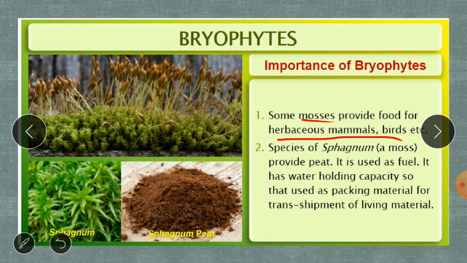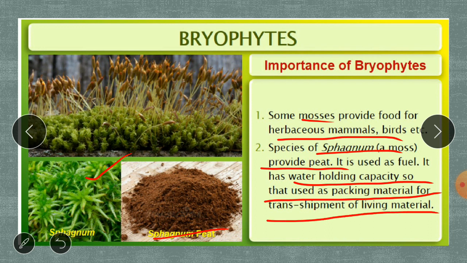Then some species of Sphagnum, that is also a moss, you can see here. Some species of Sphagnum are used as Sphagnum peat, that is, they are producing the peat. It is used as a fuel. It has water holding capacity, so it is used as a packaging material for transshipment of the material.